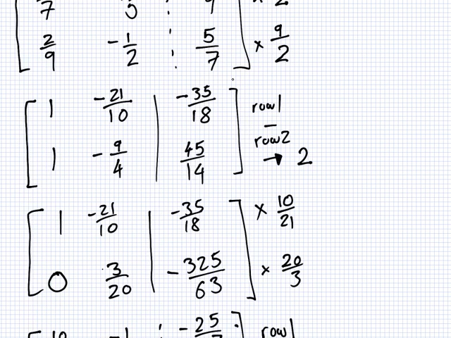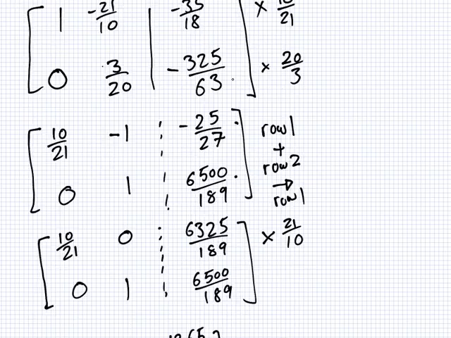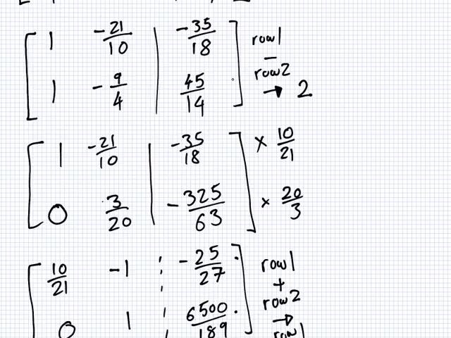That's right. Wait, maybe I see it. Did you find my mistake? Minus 35 over 18 by 10 over 21. The answer is minus 315 over 378. But it's the same, minus 25 over 27.